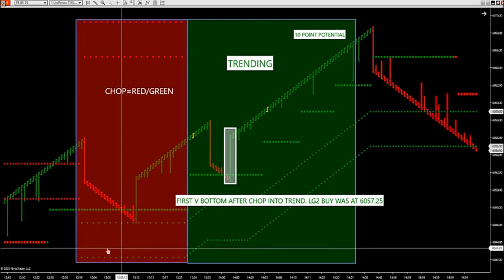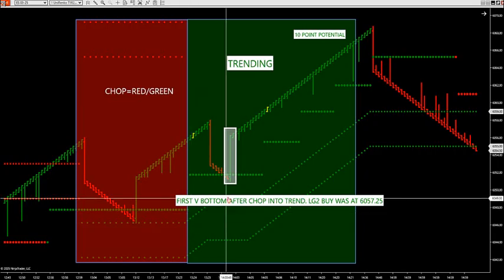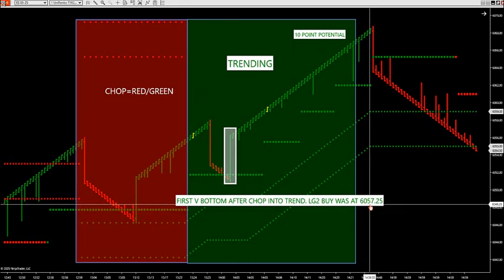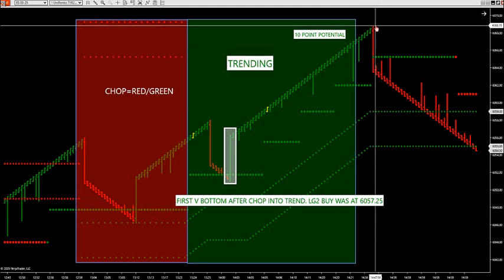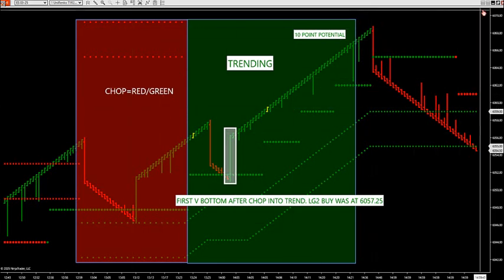You went from chop, which is red-green. The trend filter was red-green and turned to green-green. First liquidity grab, LG2 live fill was 60.57.25. Ran as high as 69. So that's what we want to try to do.